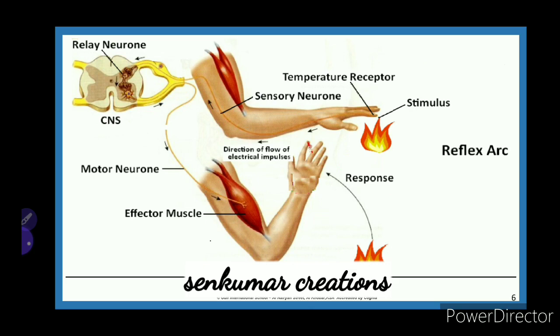What is meant by reflex action? A sudden change, that is called reflex action. The sudden change for the response, we can call it reflex. So the reflex arc is the pathway of this whole process. We can call it the reflex arc. Okay, students.